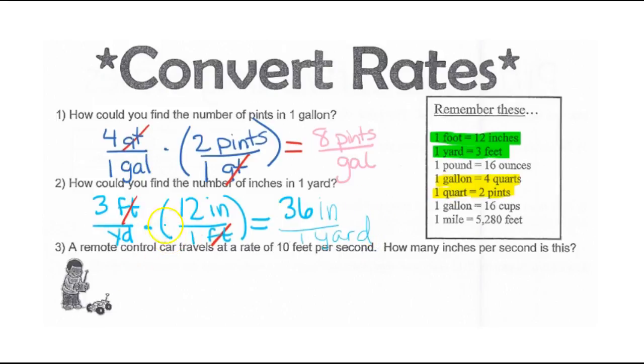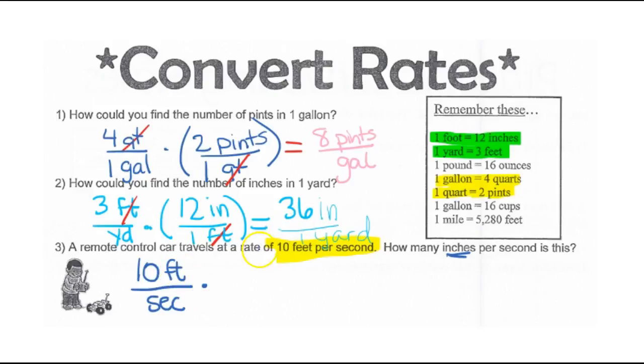Now the next one says a remote control car travels at a rate of 10 feet per second. How many inches per second is this? The first thing we need to do in this problem is pull out the rate. Right here, 10 feet per second, and I want to write that as a rate. So I am going to write 10 feet per second. Now I want to change this into inches per second. I don't need to do anything with my seconds, I just need to change feet to inches.